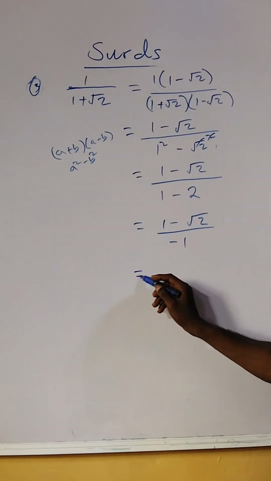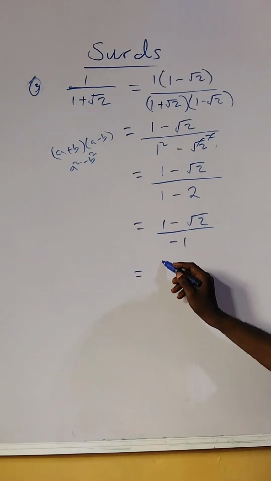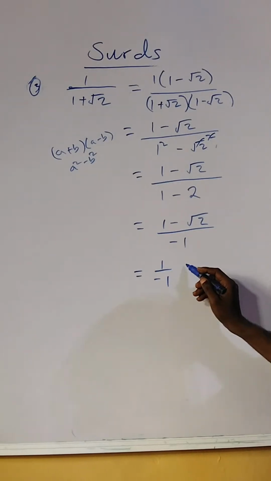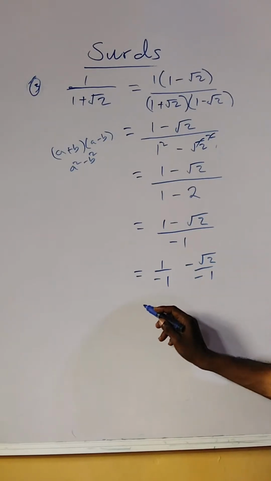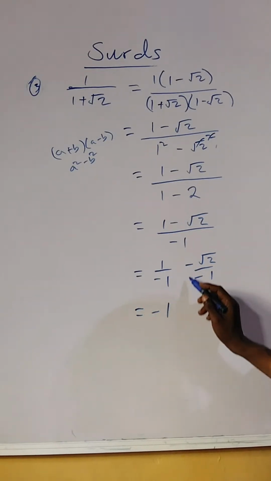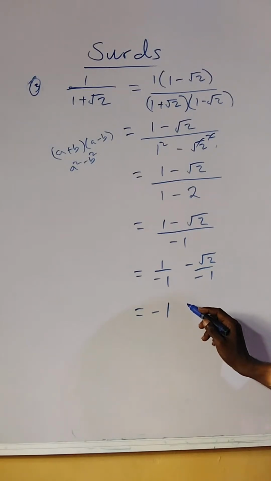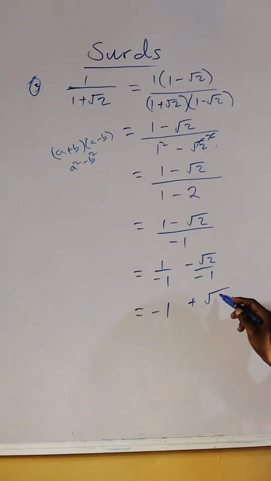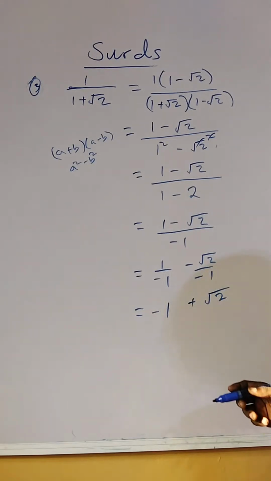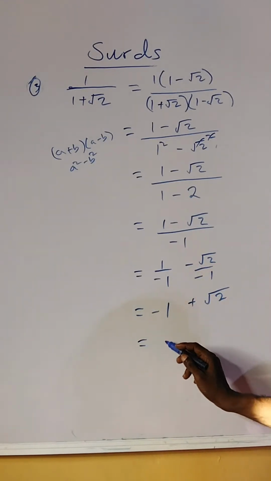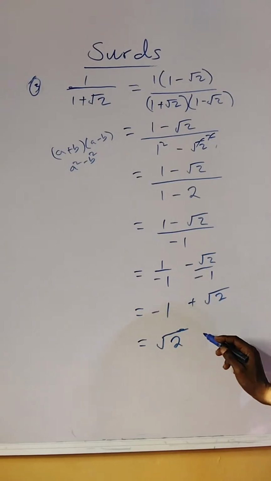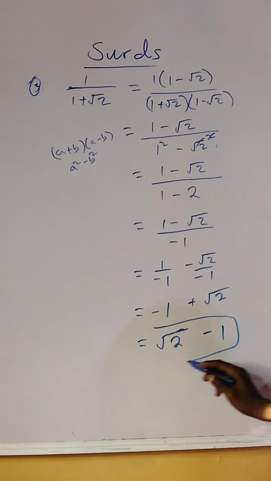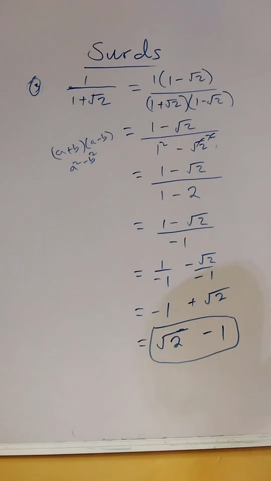Then here, we can write this as 1 over minus 1 and minus root 2 over minus 1. 1 over minus 1 is minus 1. Minus over minus is plus. So we have plus root 2. Root 2 over 1 is root 2. You can decide to rewrite this, and we have root 2 first. Then we have minus 1. So the final answer here is root 2 minus 1.